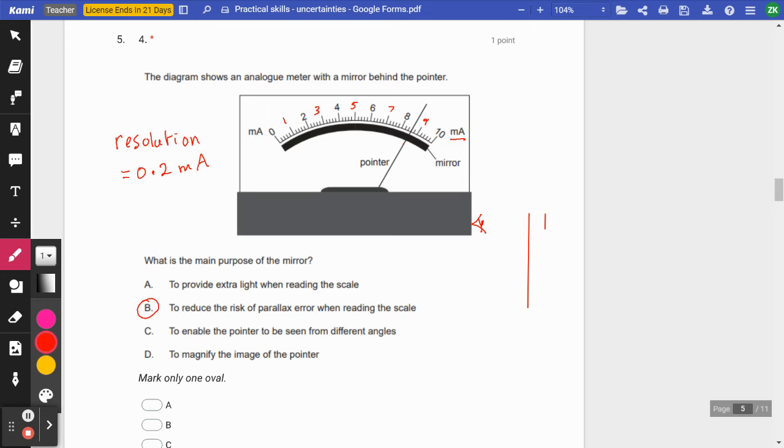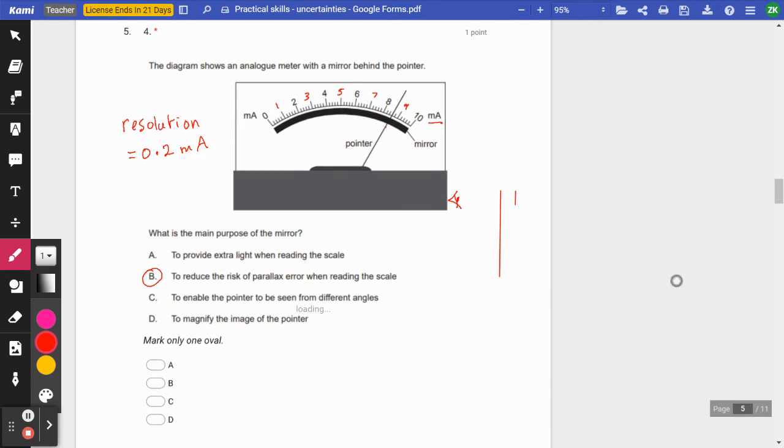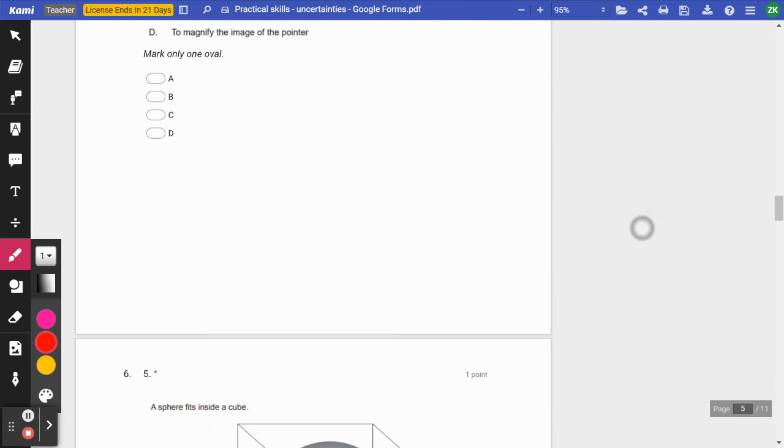So what it's trying to say is that when you do find yourself in that situation, move your head's position so that it's perfectly in line. So it's trying to say that you're measuring your value from the wrong place. Okay, now to reduce the risk of parallax error when reading the scale, so it's there to notify you that you're not reading from the correct place. Move your head.